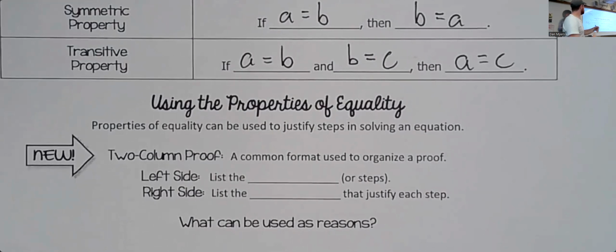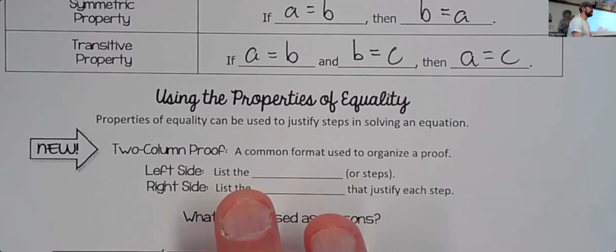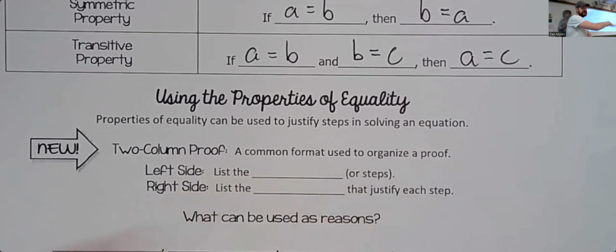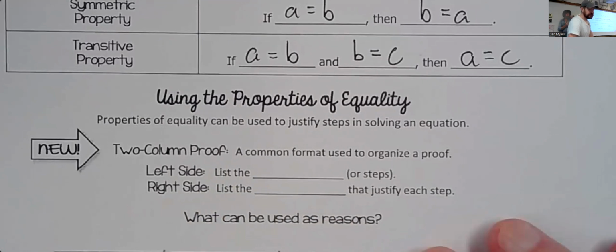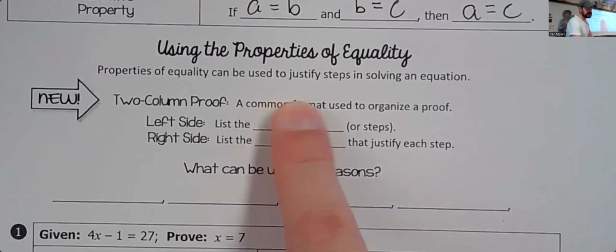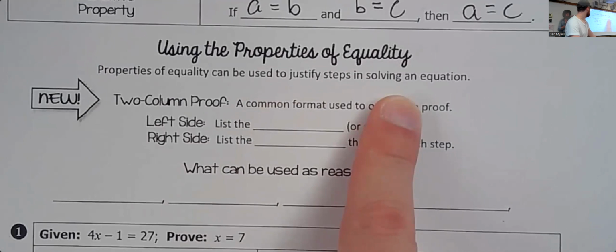Okay, that's how we're setting things up today. Now we're going to get into the idea of what a proof is. And so this unit is all about proving things. And we're going to be using the concept of what's called a two-column proof. And we're going to get used to the idea of that by using algebra. And then once we get used to using algebra, we're going to start using the geometry stuff that we've learned recently. So properties of equality can be used to justify steps in solving an equation.